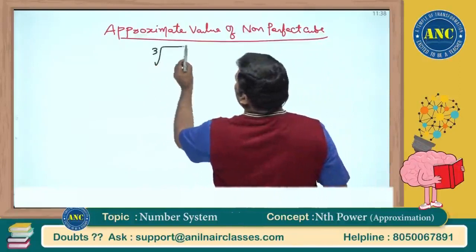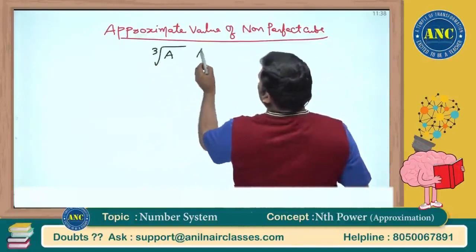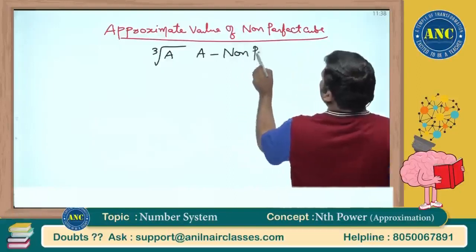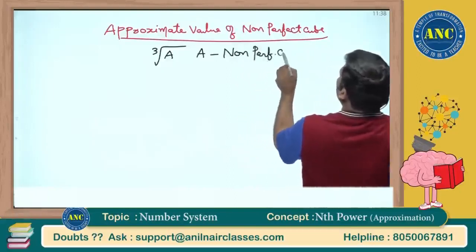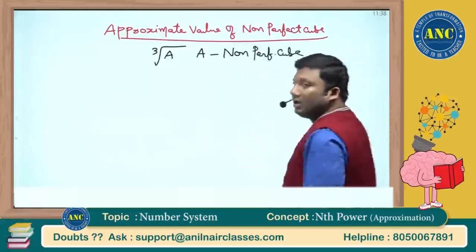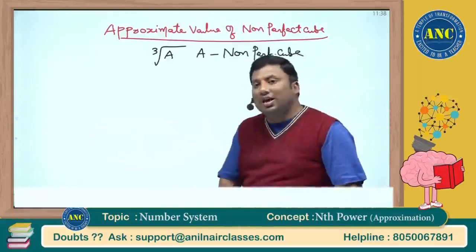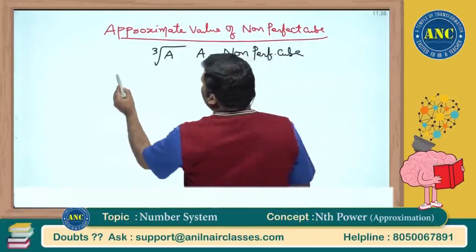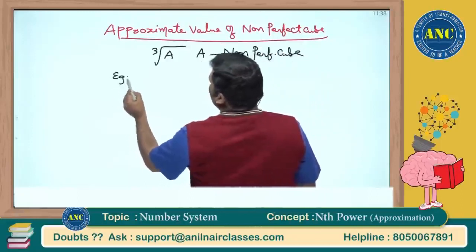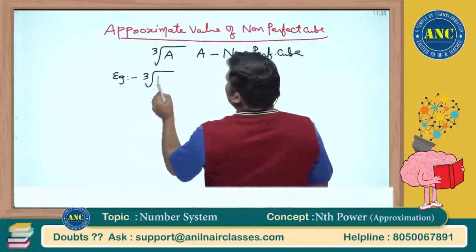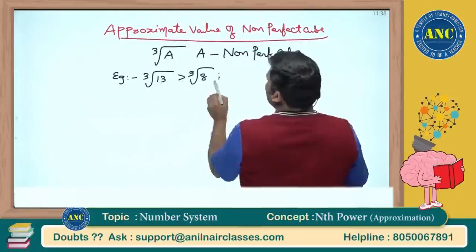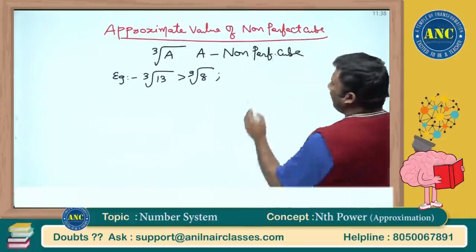Cube root of A, where A is a non-perfect cube. A non-perfect cube will have a digital sum of anything other than 1, 8 or 9. For example, cube root of 13 is greater than cube root of 8.